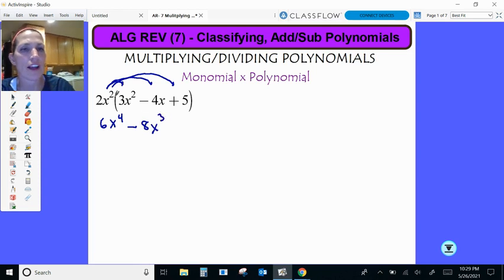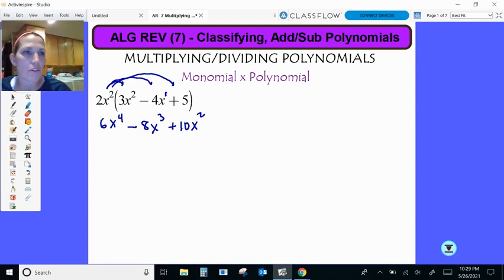Minus, and then we have 2x squared times 4x, which is going to be minus 8x cubed. So we add our exponents, and then 2x squared times 5 is going to be plus 10x squared. So know that when we multiply our variables with the same base, we add our exponents. This is an exponent of 1. So that's how we get the x cubed.